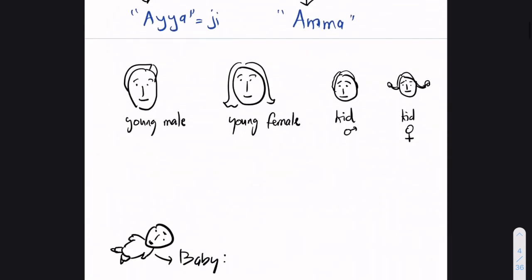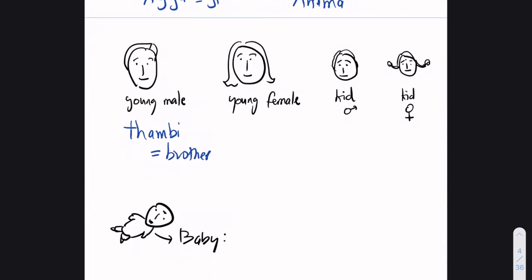If you see a young male, you can call him thambi. Thambi means brother. We don't call a young female sister, basically. You can use the word amma or just ma, which should do fine. There is no hard and fast rule for calling a young female. Thambi, enna pa panra, pa is another word to use instead of thambi. Sollunga pa. Sollunga means tell. Pa can be used to address a younger male.